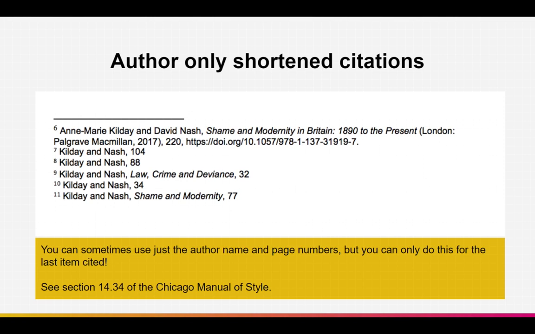But in the fourth footnote down, we are actually citing Law, Crime, and Deviance, so we need to include the shortened title in addition to the author's surnames and the page number. In the next footnote, we're citing Law, Crime, and Deviance again, so we can include the shortened citation without the title. And then again, we're citing Shame and Modernity, so we'll need to include that shortened title.